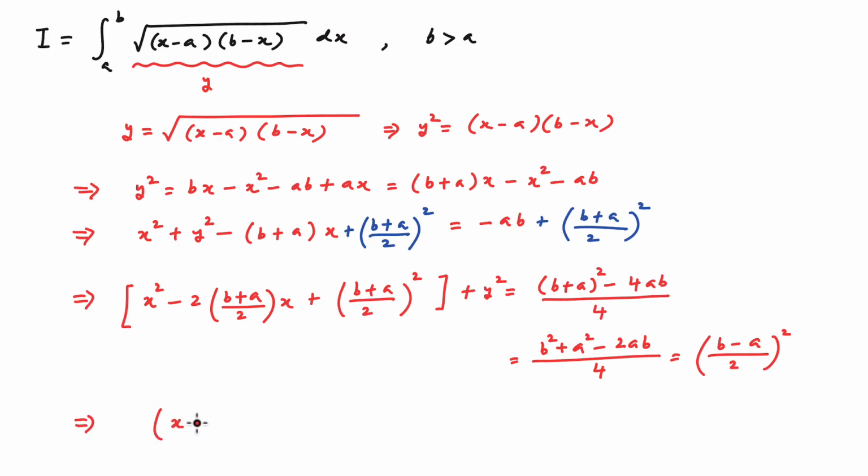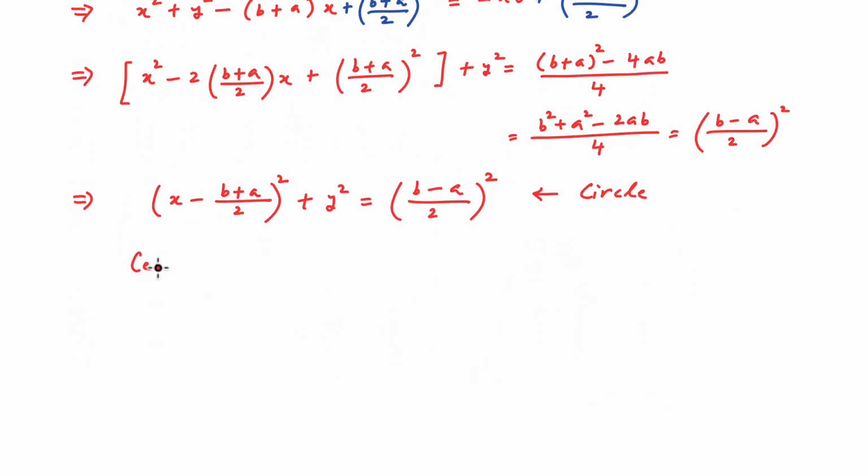Therefore, this equation can be written as (x minus (b plus a) upon 2) whole squared plus y squared is equal to ((b minus a) upon 2) whole squared. Notice that this is the standard form of the equation of a circle. The center of the circle has the coordinates ((b plus a) upon 2, 0). And the radius of the circle is the square root of the right hand side, which is equal to (b minus a) upon 2.